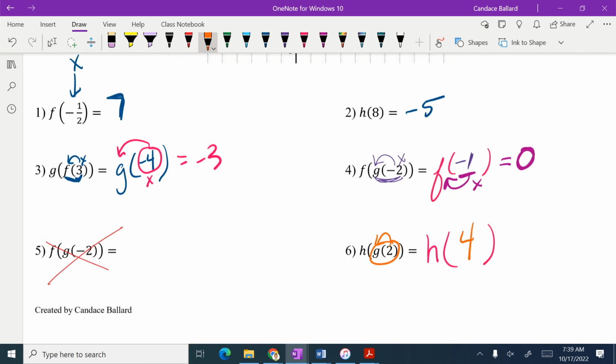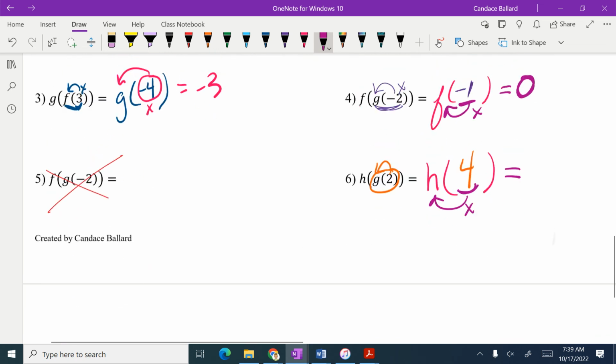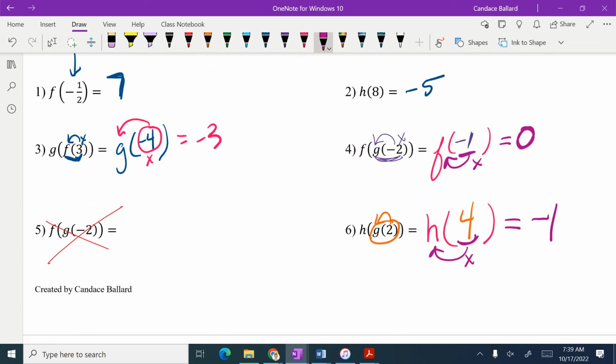That was my output, but now that 4 is the input for the h. Okay, so I'm going to the x value of 4 on my h graph. So h graph, x value of 4. What's my y value? Negative 1. Okay.